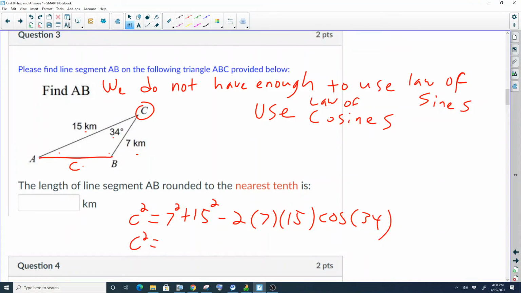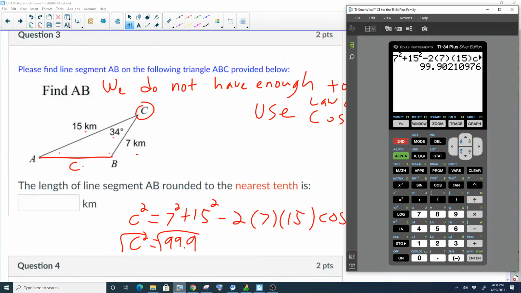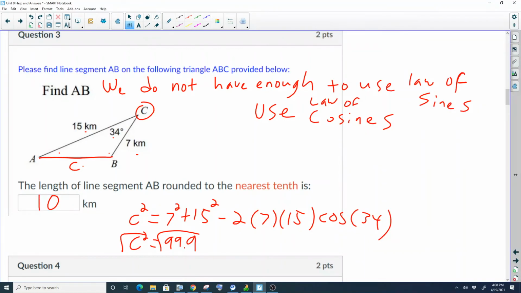So that is not our answer. We're not going to put 99.9 in for the answer, because we have to square root it and figure out what segment AB is, which is little c. So we're going to square root that answer, and that is 9.995, which rounds up to 10. So we're going to put 10 in there. 10 kilometers, please.